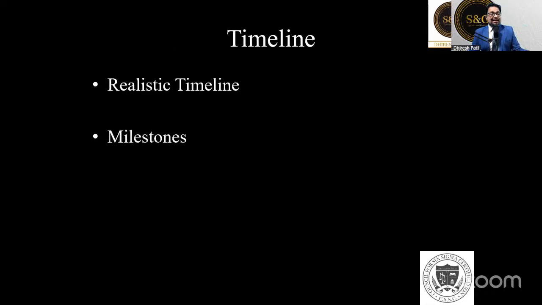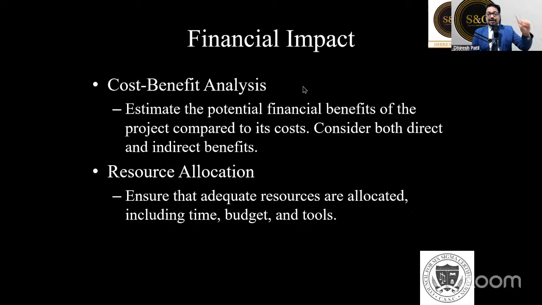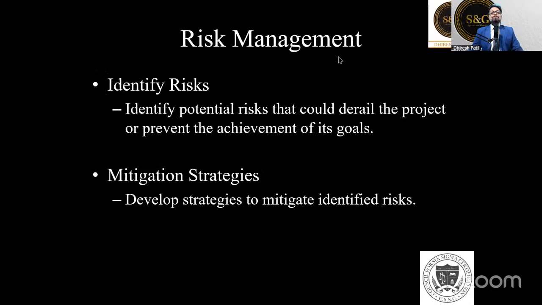Yes, timeline should be realistic. I have given you the timeline for yellow belt, green belt, black belt, right? And then select the highest financial impact project as a priority, and manage your risk, identify your risk. All these points will make our perfect Lean Six Sigma project. This is very, very important.